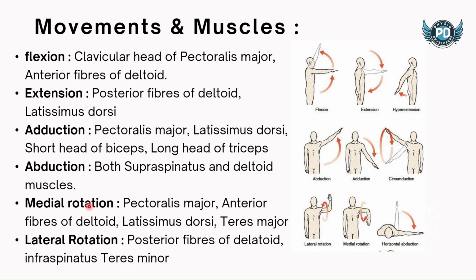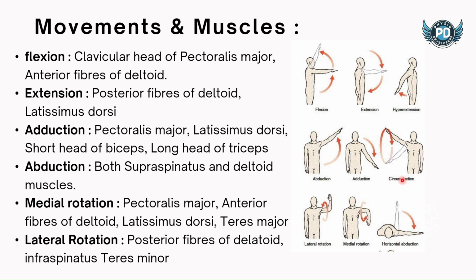And coming to the movements and muscles. What are the movements present in shoulder joint? Flexion, extension, adduction, abduction, lateral rotation, medial rotation, and circumduction. These are the movements which are produced by the shoulder joint.